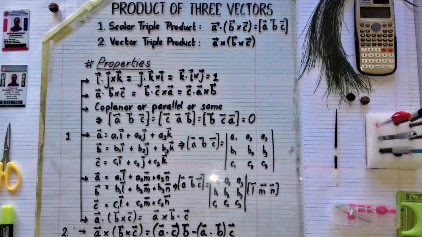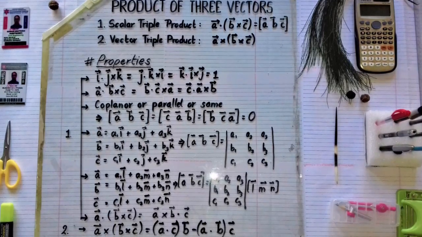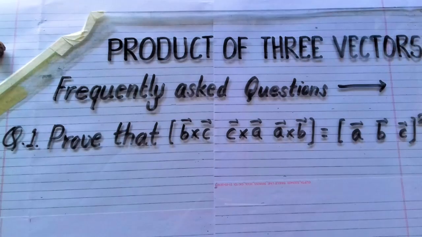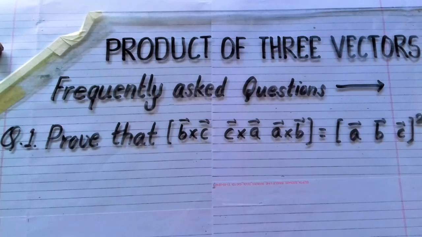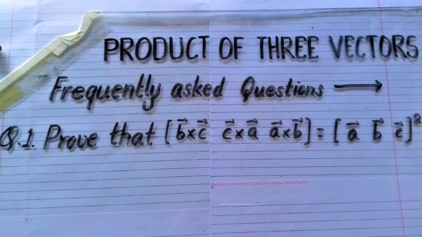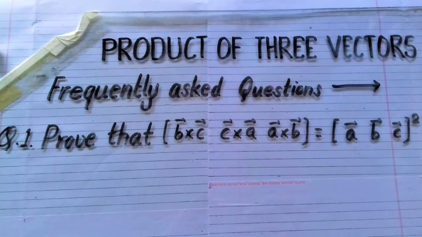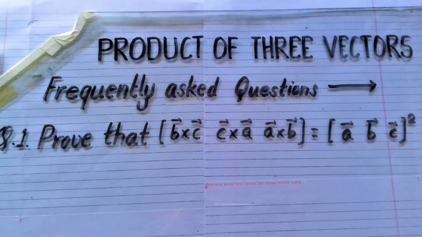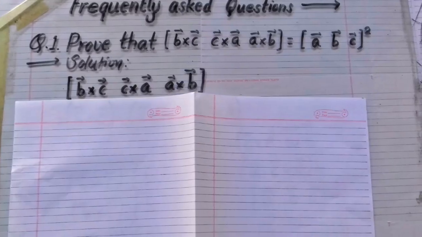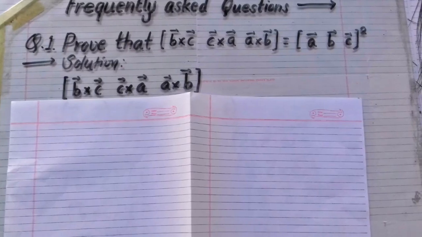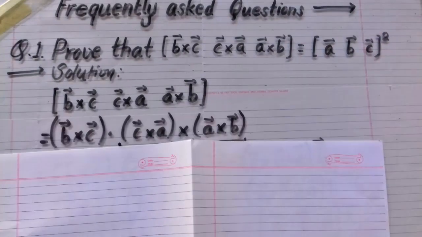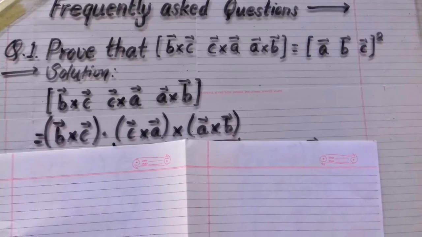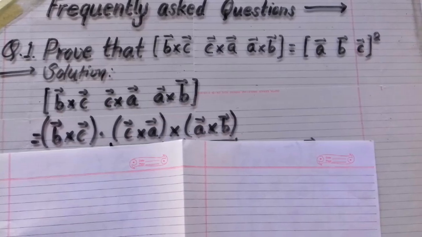Let us move towards some frequently asked questions. So this is question 1. We have to prove the given expression, and for this we are using the properties we are given. So let us start. The left hand side involves a notation of big brackets which symbolizes scalar triple product, so we can express them in scalar triple product as shown here.